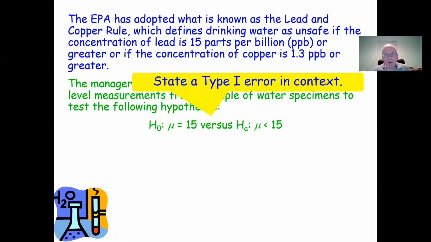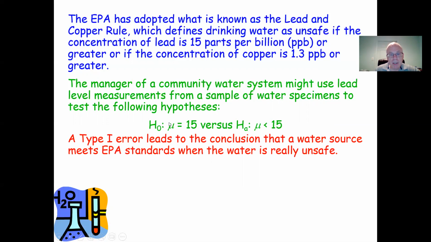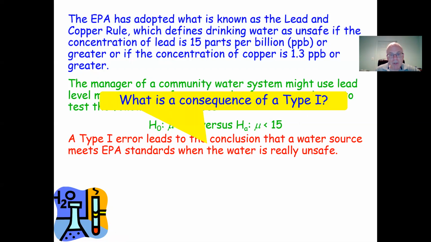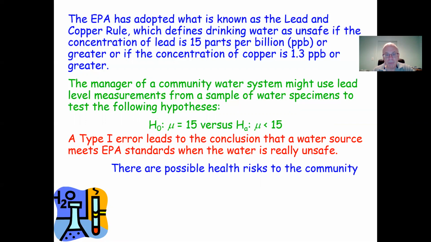What's the type 1 error in this case here? The type 1 error is that we're going to reject the null, right? And we're going to say that the water is safe, when in reality the water is unsafe, right? So the water source meets EPA standards when the water is really unsafe. But the consequence, well, it's not a great consequence, is it? If we say the water is safe, we're not going to really do anything to make it better, and people are going to suffer as a result of it, right? Unsafe water may lead to some unhealthy consequences, some possible health risks to the community.